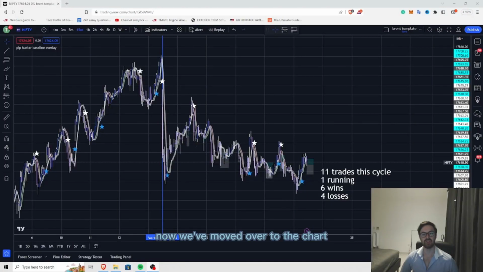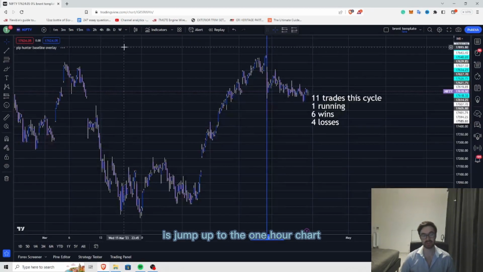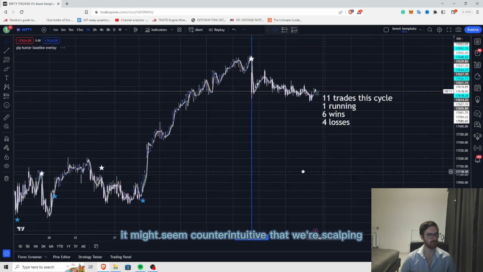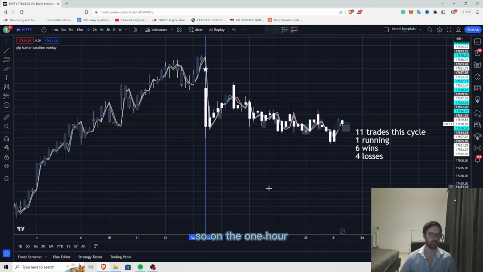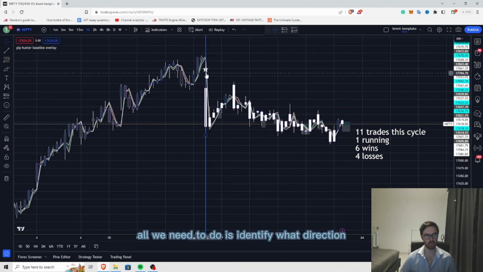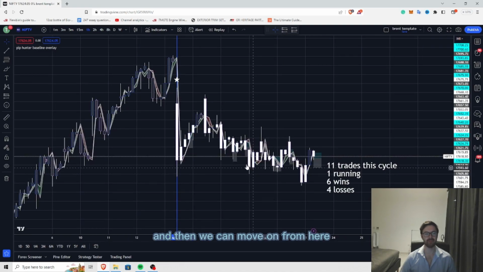Now we've moved over to the chart, and we'll show you what's going on. The first thing you're going to want to do is jump up to the 1 hour chart. It might seem counterintuitive that we're scalping, but we're going to start on the 1 hour and then we'll be jumping lower. On the 1 hour, all we need to do is identify what direction the most recent star that was printed was. In this case, it was a white bearish star. So I mark with a horizontal line where that star started and then we can move on from here.